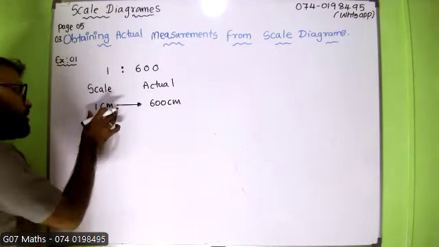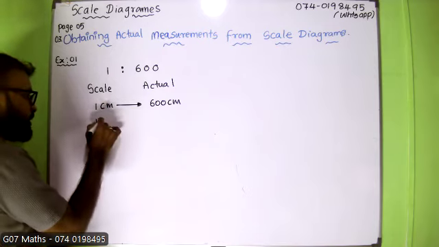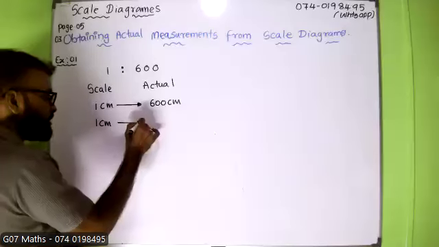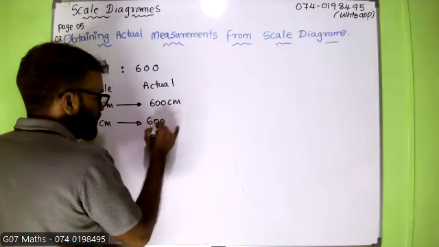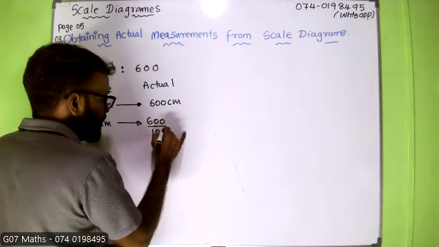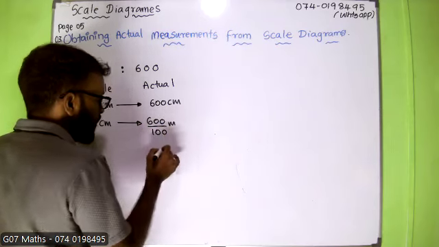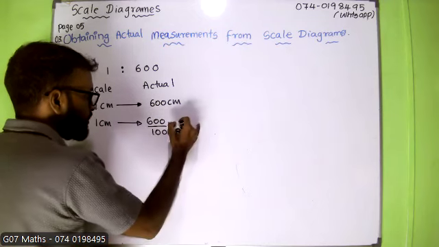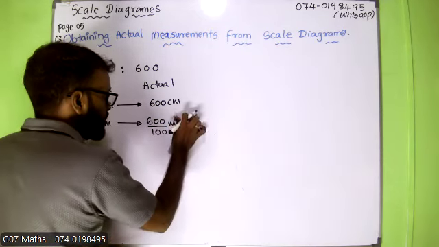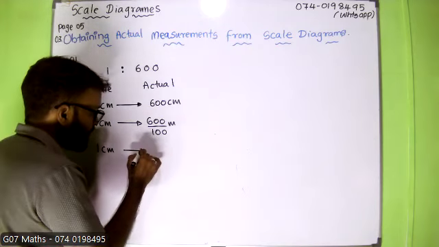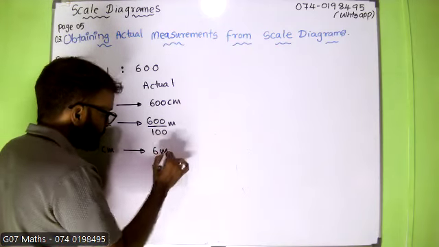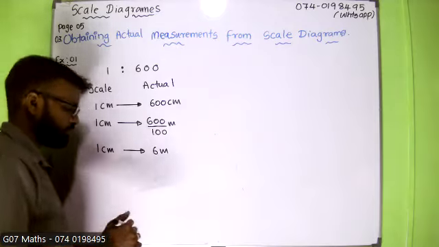So by using 1 centimeter, I can represent 600 centimeters. That means 600 divided by 100, converting this into meters. So 600 divided by 100 means 6 meters. So 1 centimeter represents 6 meters.